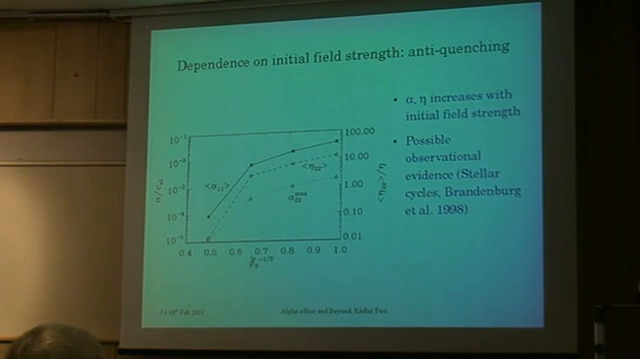And the next interesting result is what was found by Schmidt and proposed by Tellen as well, that the alpha and the eta tensors are actually anti-quenched, which means that with the magnetic field increasing along this axis, the alpha and eta tensors also increase. And this may have some possible observational implications when you consider the dependence of stellar cycle amplitudes on stellar cycle frequencies.